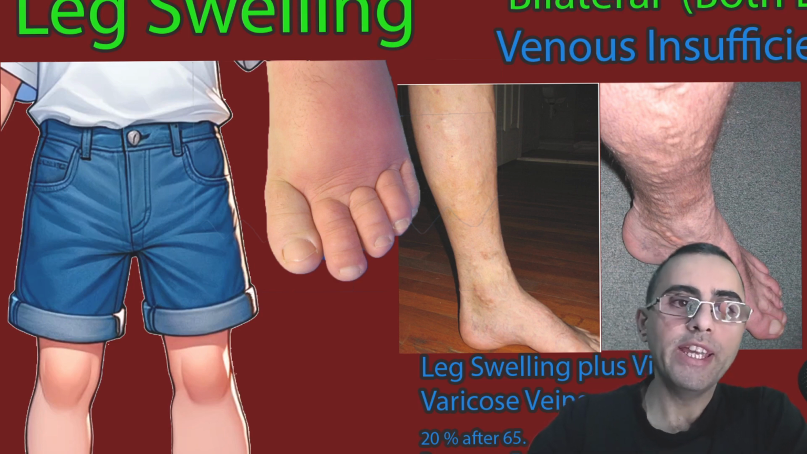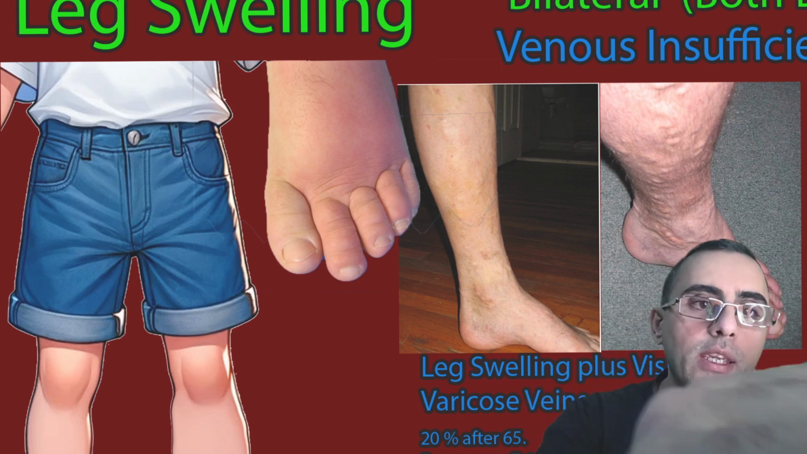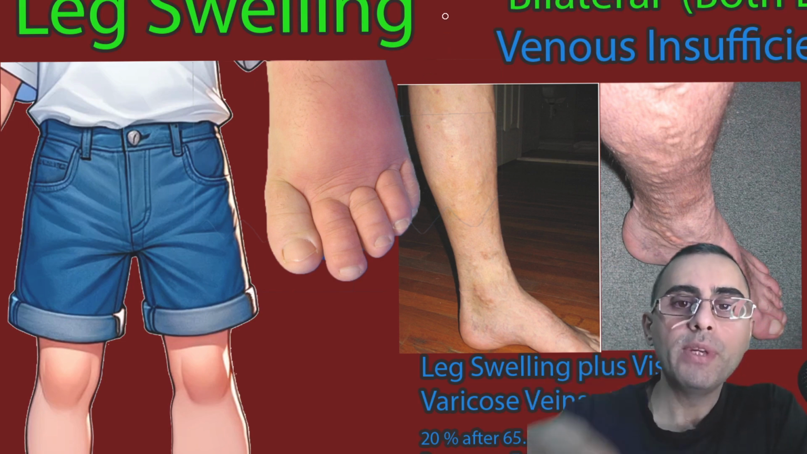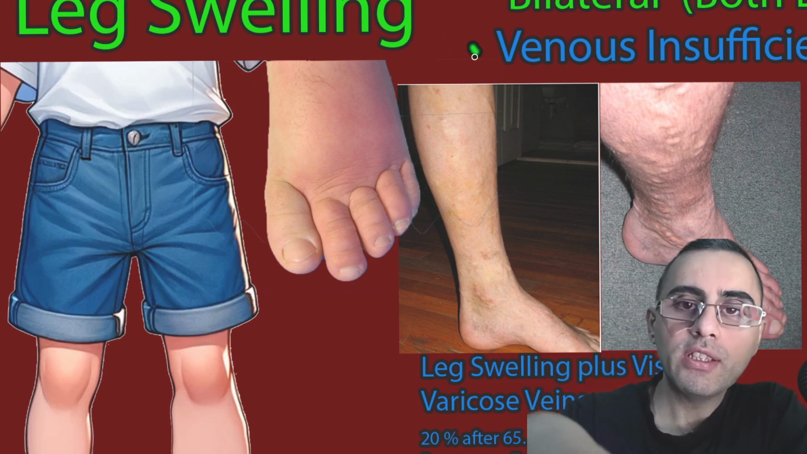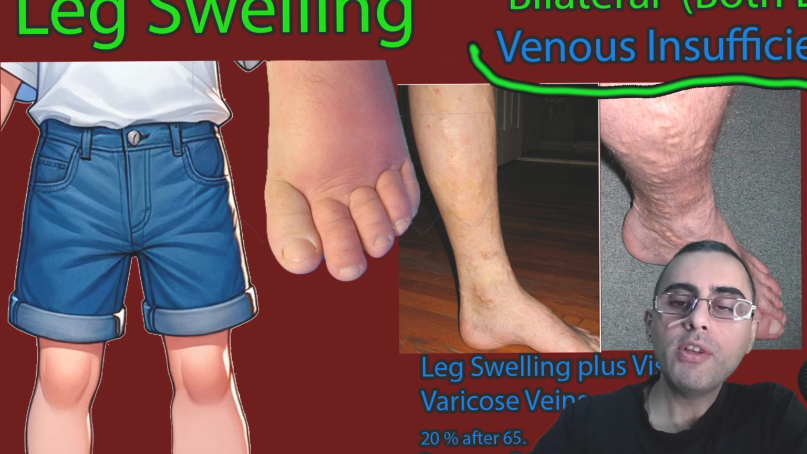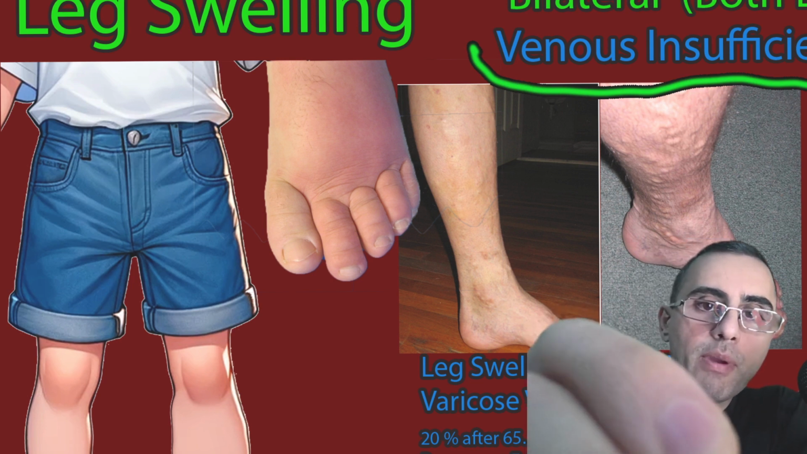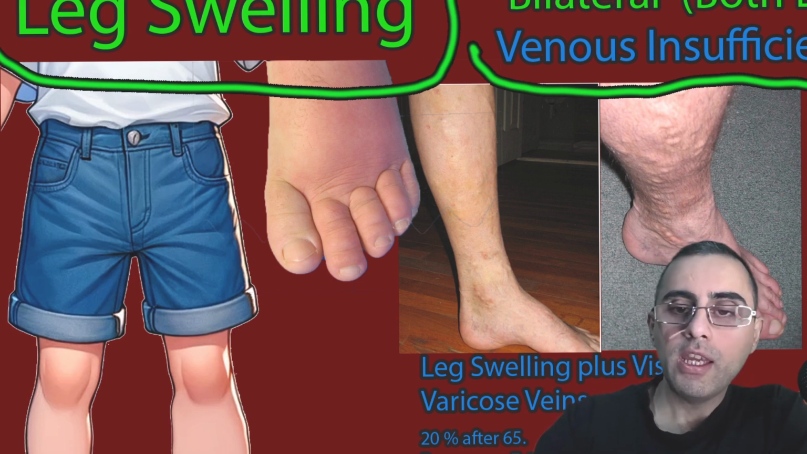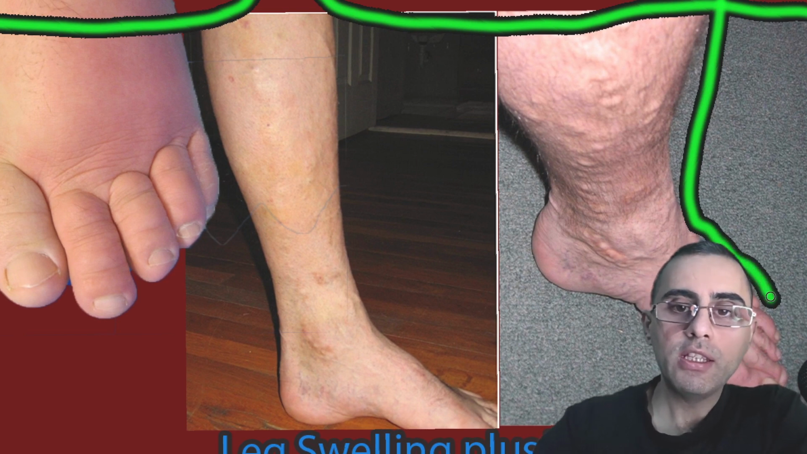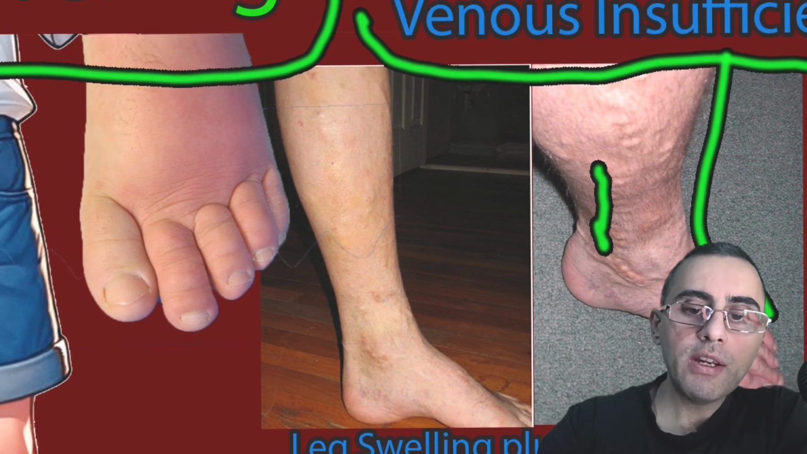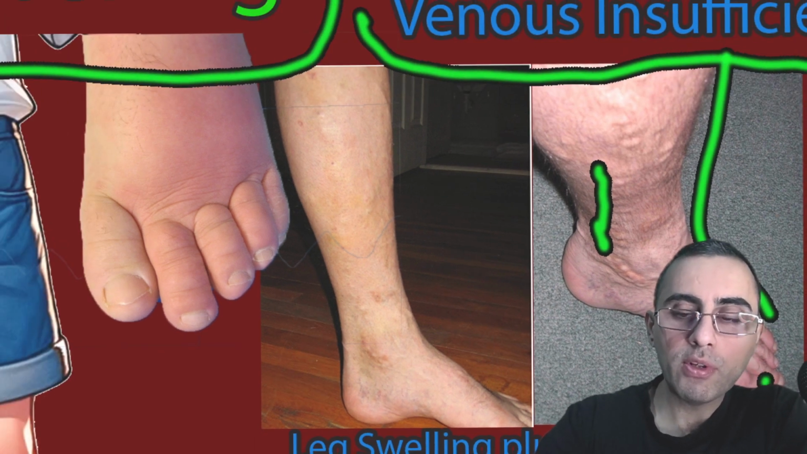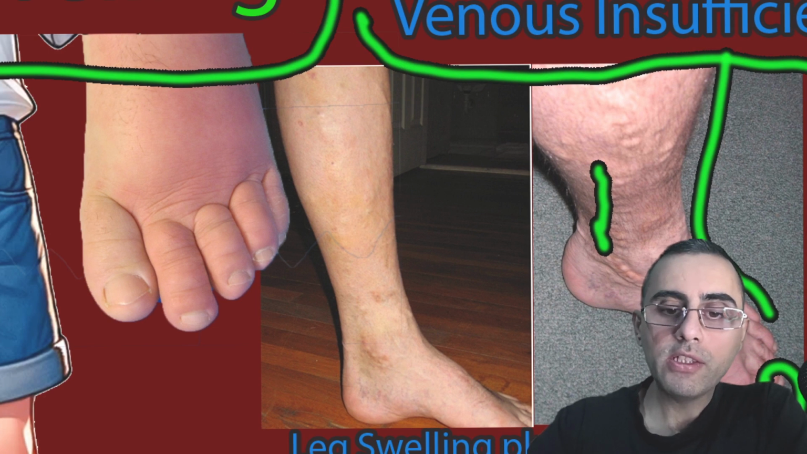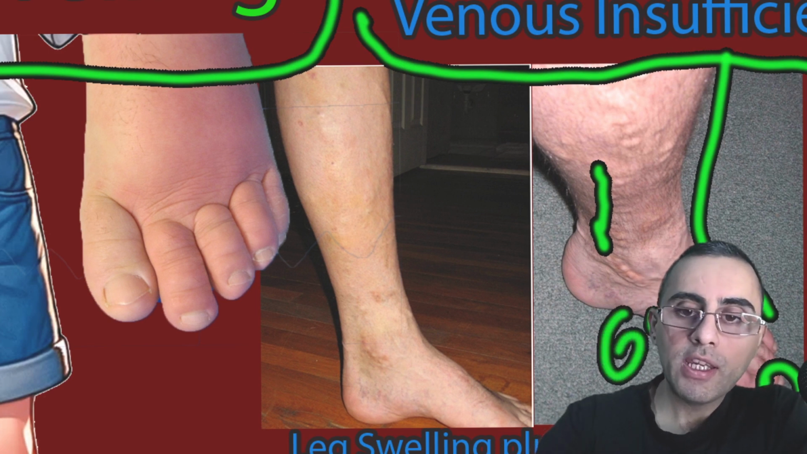We will talk about leg swelling. And when we hear leg swelling, first we think about venous insufficiency. The most common diagnosis when a person has leg swelling is venous insufficiency, and the most common manifestation of venous insufficiency is varicose veins, which are visible. It affects around 20% of the world population after the age of 65.